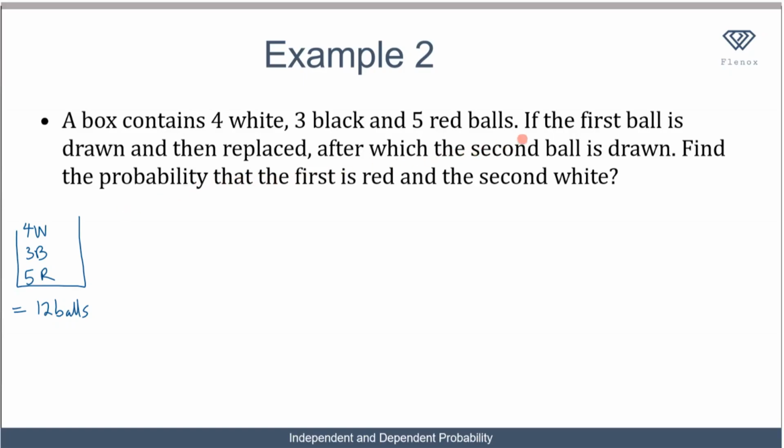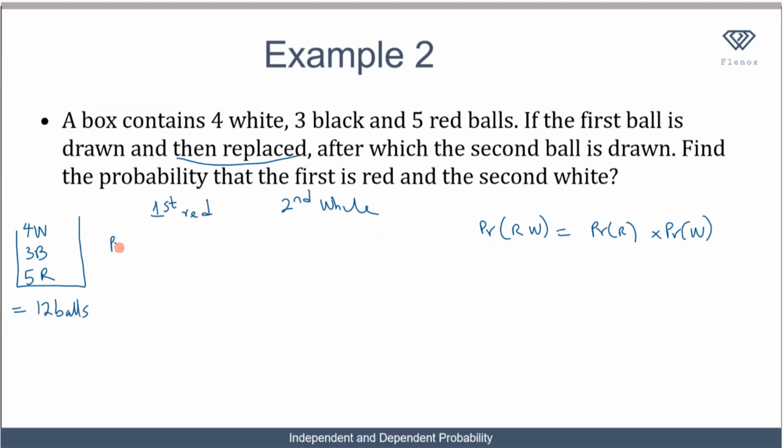So the question asks that if the first ball is drawn, after it is drawn it is then put back into this box. Then the second ball is drawn. Find the probability that the first is red and the second is white. So we know that the probability of the first red and the second white is the probability of red times the probability of white. And as I told you before, when you have replacement, as is indicated here that the first ball is replaced, so this is probability with replacement, you know that they are independent events.